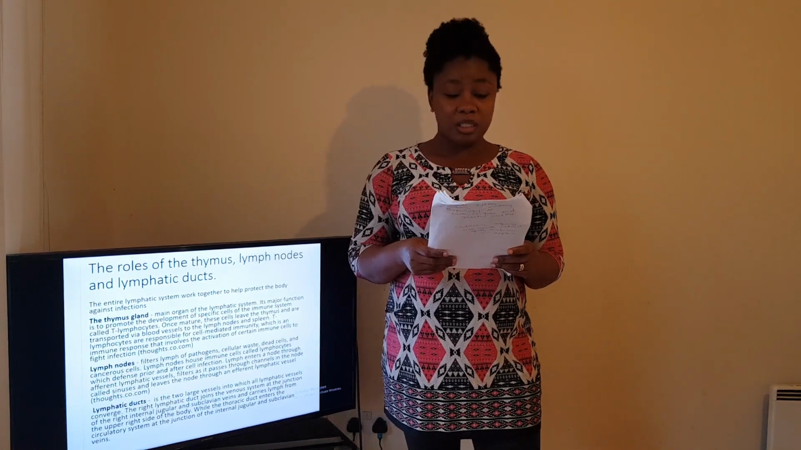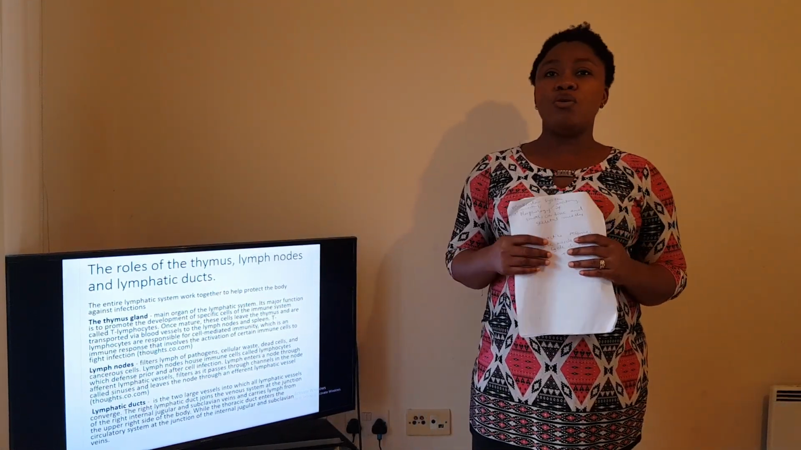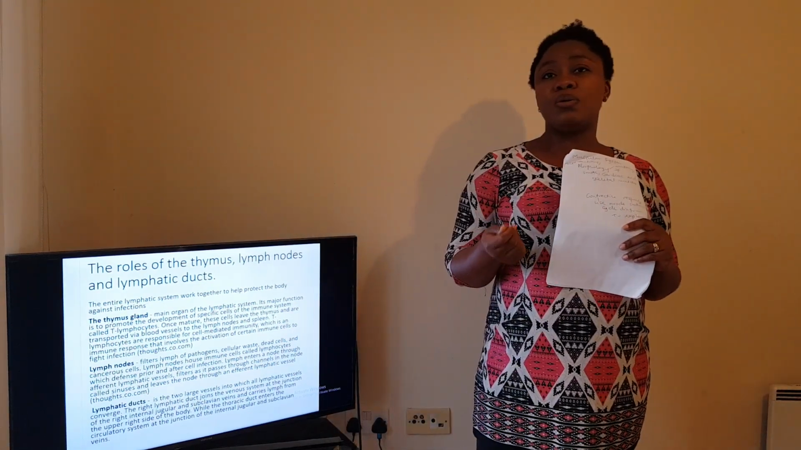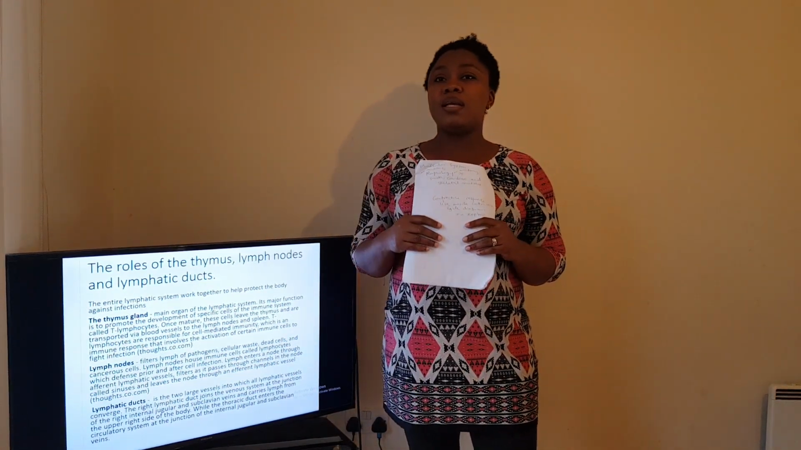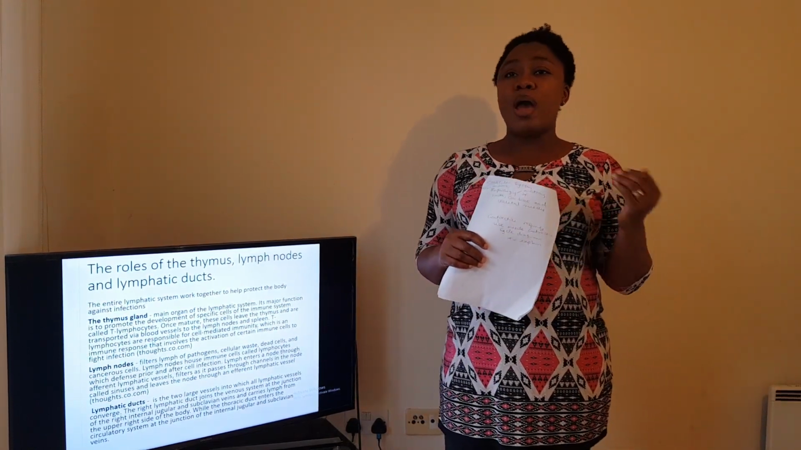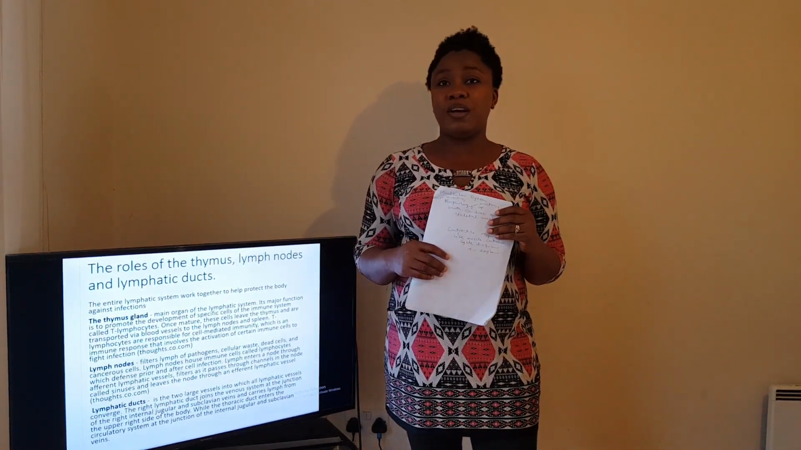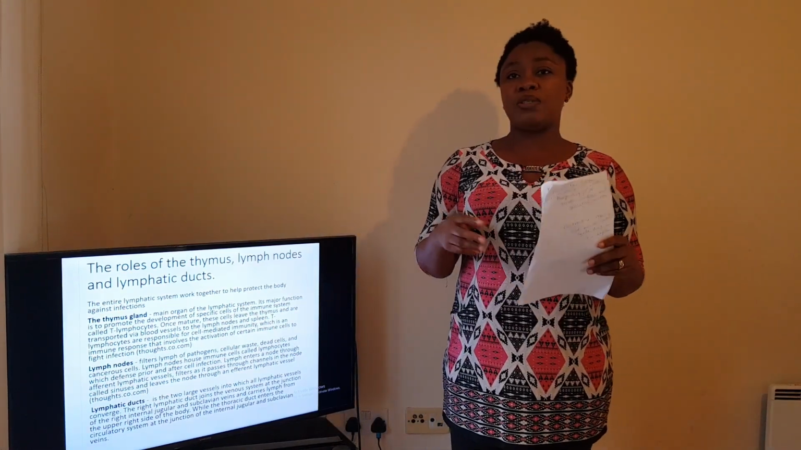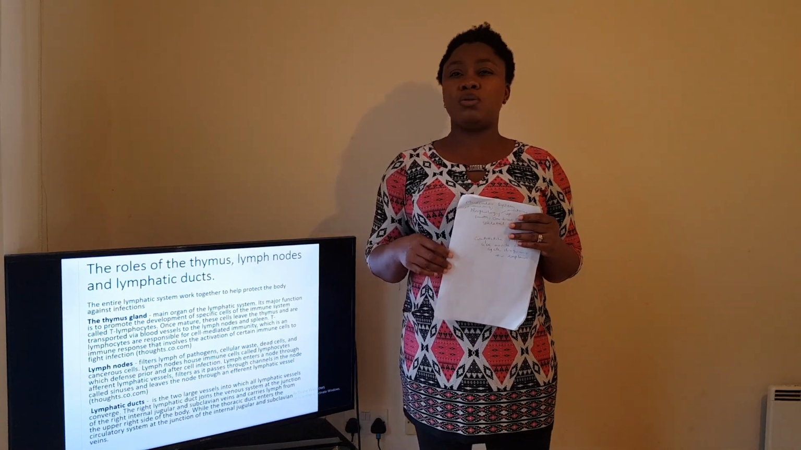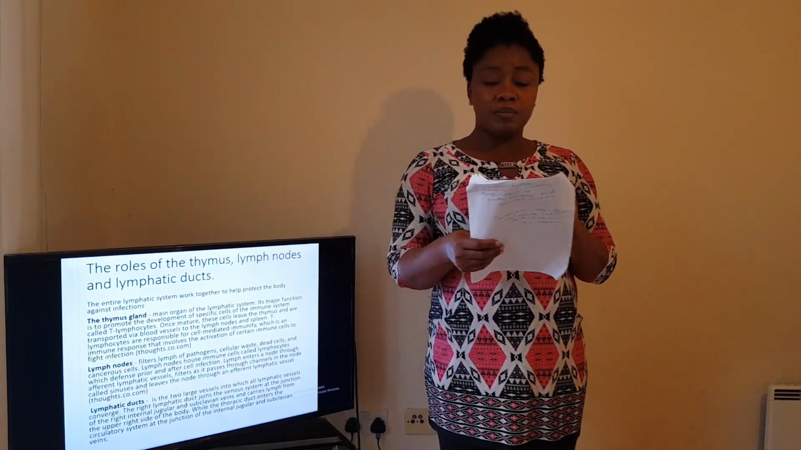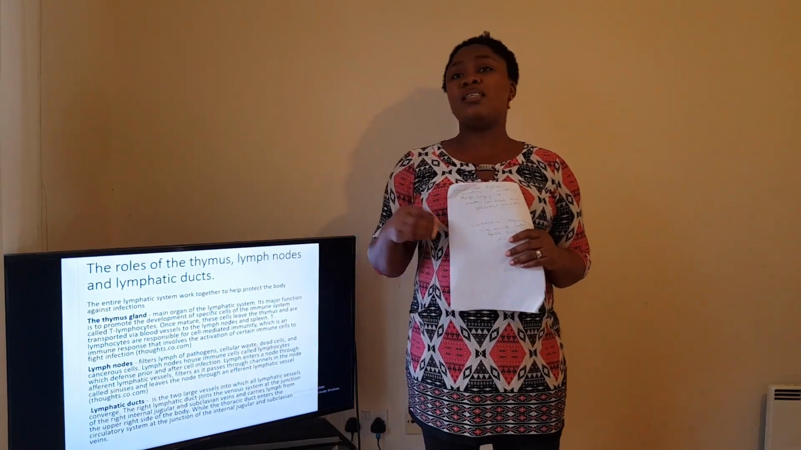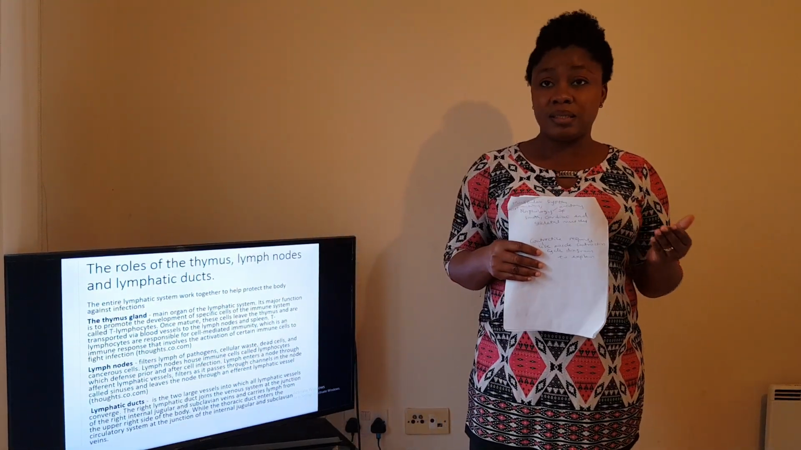And also this brings me now back to the role of the thymus, lymph nodes and the lymphatic ducts. The entire lymphatic system works together to help protect the body against infection. This majorly helps to fight against infection in the body. And now this brings us to the thymus gland. What does the thymus gland do? This is the main organ of the lymphatic system.